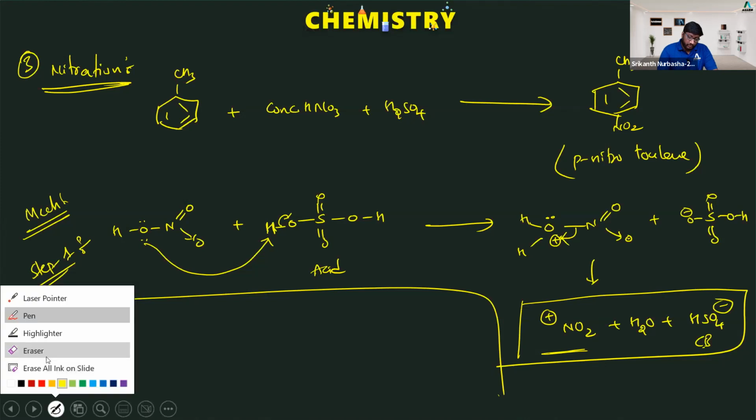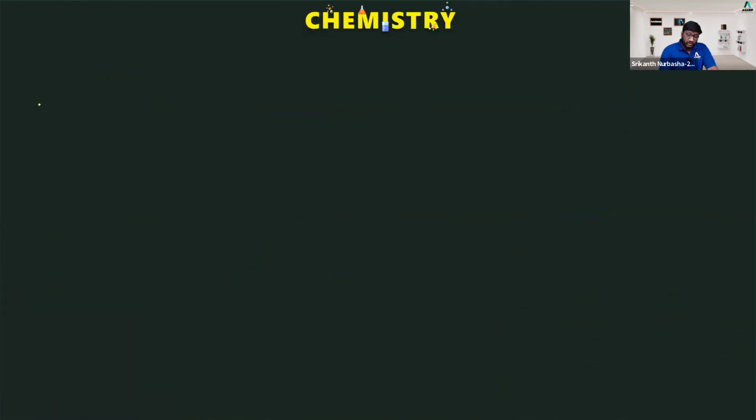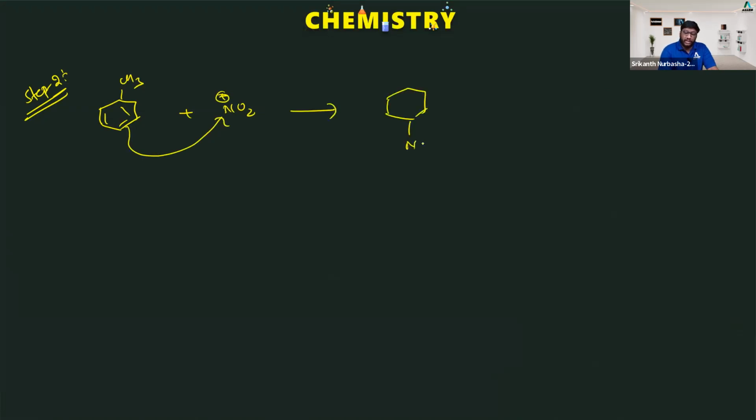Step 2. We have toluene and we have NO2 plus. The pi electron density attacks from the para position. As the attack is happening from the para position, NO2 is formed here, and you will have a positive charge at meta, and you have CH3. This is the rate determining step.